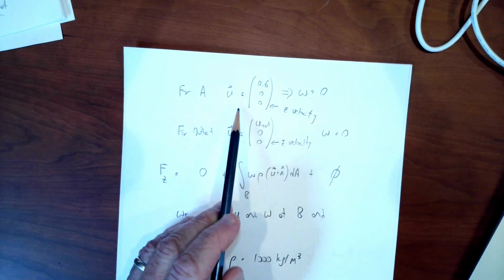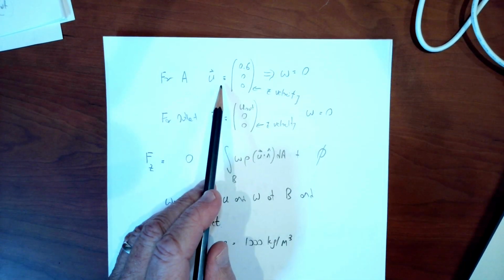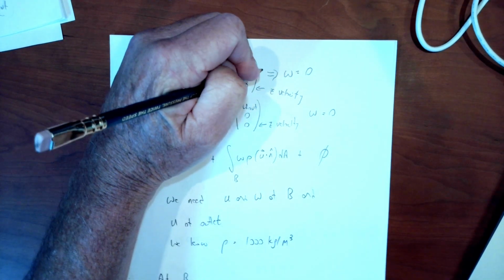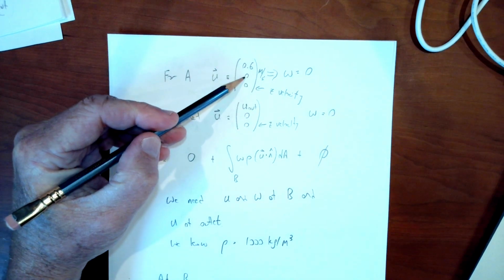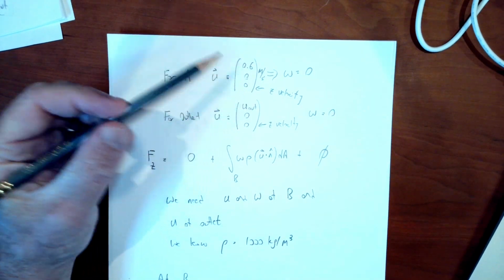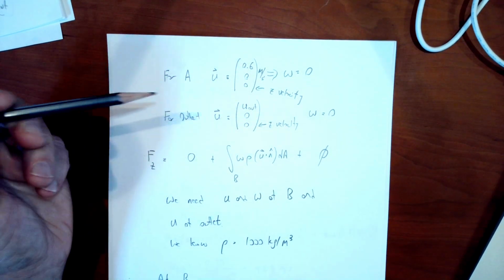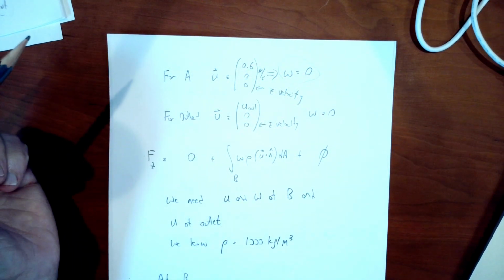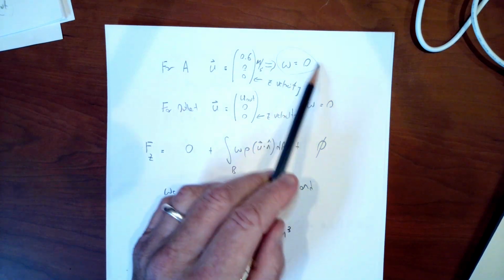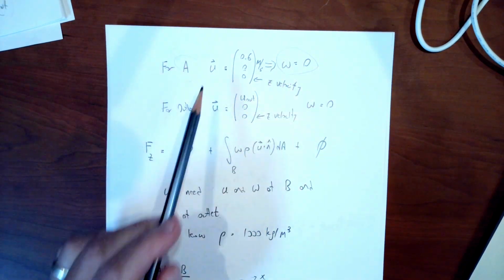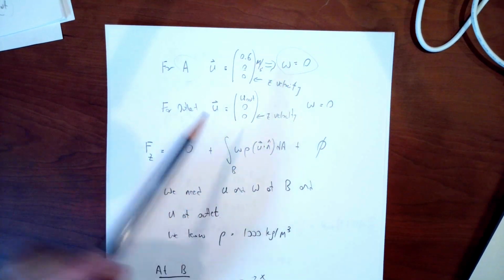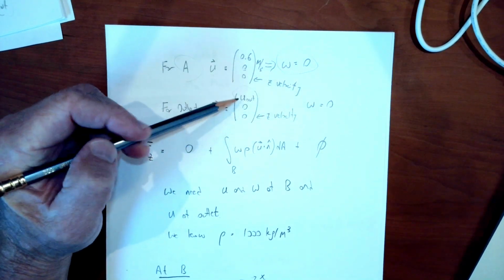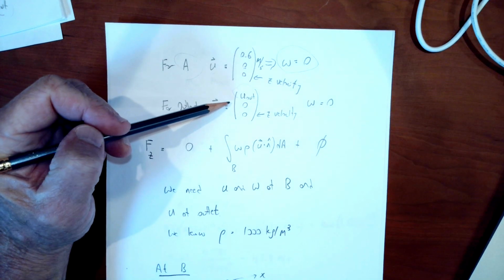Here's the A velocity. The A velocity is simply 0.6 in the x direction, in meters per second, and 0 in the y direction, 0 in the z direction. So the A inlet is just going in the x direction. We saw that earlier. So W is equal to 0, and that means we're going to have no z term on the A surface. For the outlet, we also have no z velocity, W equals 0, and an outlet velocity that we do not know yet because we have not calculated it.